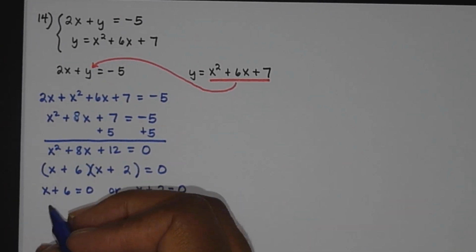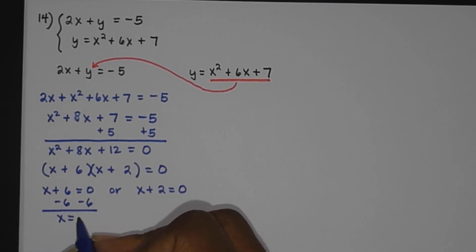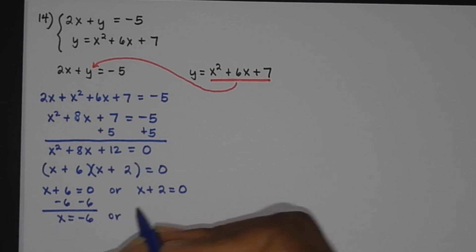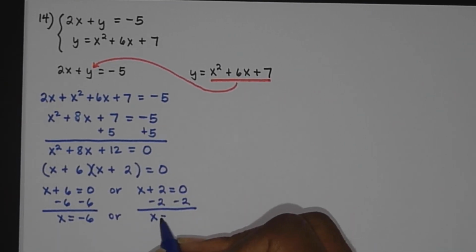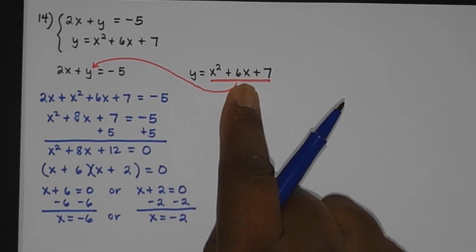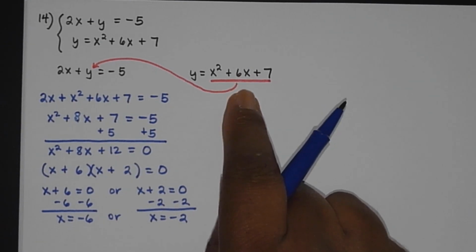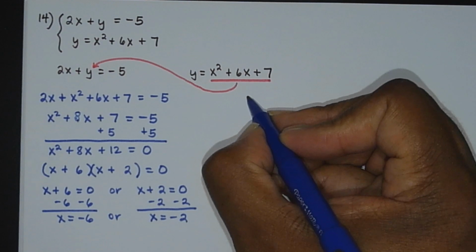And if x plus 6 is equal to 0, what must x be equal to? Negative 6. And then for the x plus 2 is equal to 0, what must x have to be equal to here? Negative 2. So I have x equal negative 6 and x equal negative 2. For each of those x values, I need to find out what y is. Well, I've already got the y equal x squared plus 6x plus 7, so let's use that equation to find out what our y values are going to be for each of those x values.